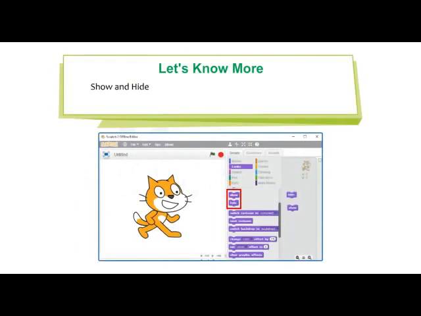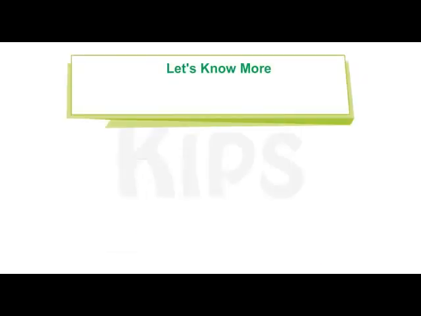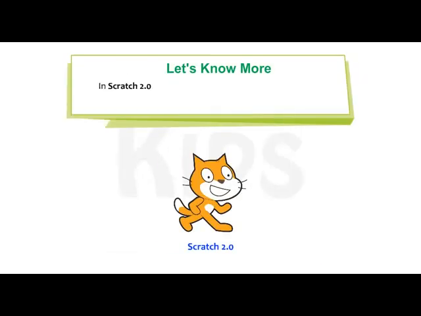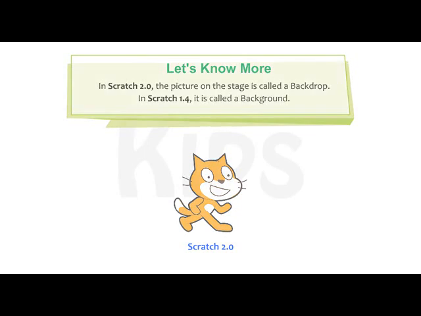Note that show and hide blocks display the sprite on the stage or make it disappear from the stage respectively. Another fact to note is that in Scratch 2.0, the picture on the stage is called a backdrop. In Scratch 1.4, it is called a background.